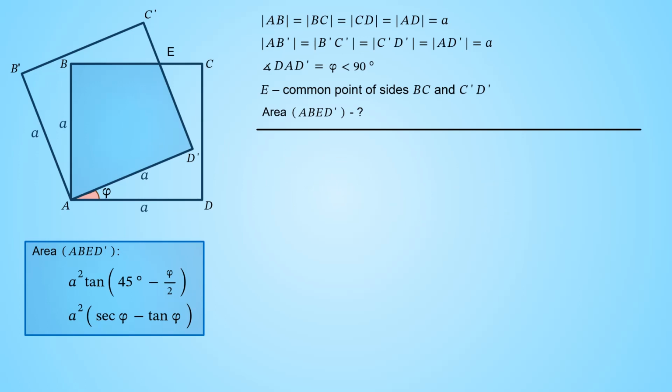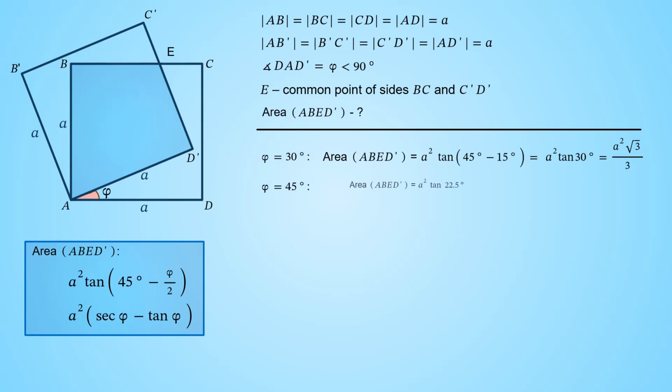For phi equals 30 degrees, the first formula appears convenient. The answer is A squared times tan of 30 degrees, or A squared times square root of 3 over 3. The first formula for phi equals 45 degrees involves tan of 22.5 degrees, whose value isn't known immediately. However, using the second formula, we don't have such an issue. The result is A squared times the difference square root of 2 minus 1.